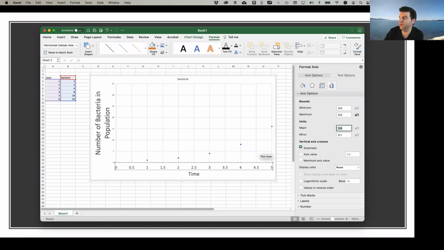the major units here. And this is the space between the major tick marks. The little minor ticks here, this is the space between them here. So you have control of all of that right here under the little bar chart tab in the format pane, but you have to click on the actual axes first.